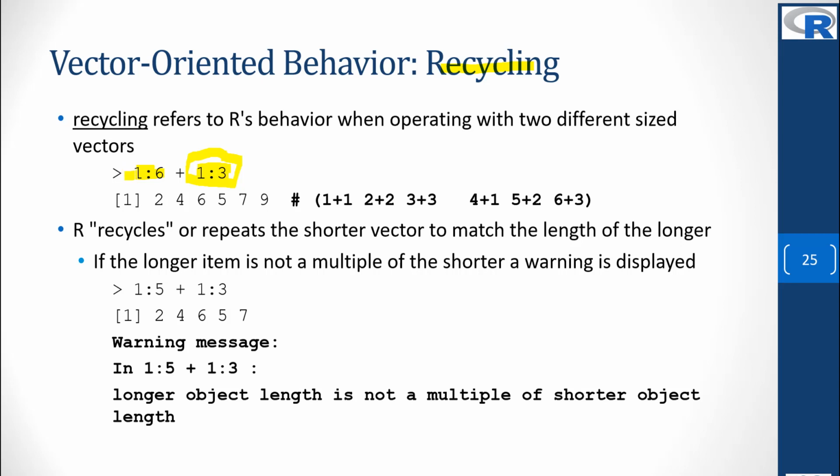It's going to add 1 to 1, and 2 to 2, and then 3 to 6. So that's the first 3 of this second vector. Now we're out of values. So what do? It starts back at the beginning. It says, okay, start with 1 in this sequence and add it to 4, which gives us 5. Then 2 gives us 7, and then 3 to 6, which gives us 9. So this is just an expansion of the operations that are going on here. 1 plus 1, 2 plus 2, 3 plus 3. Then it recycles that second vector. 4 plus 1, 5 plus 2, 6 plus 3. So it repeats the shorter vector to match the length of the longer one. And this is called recycling.